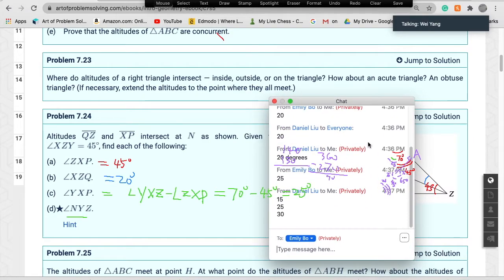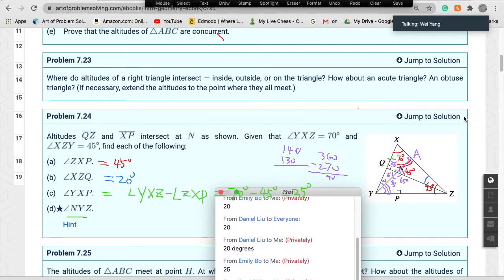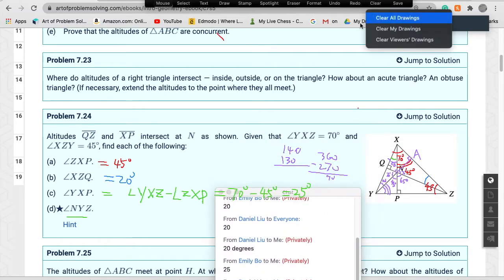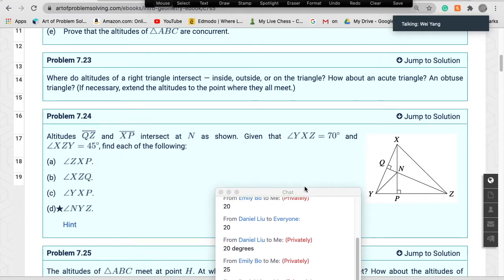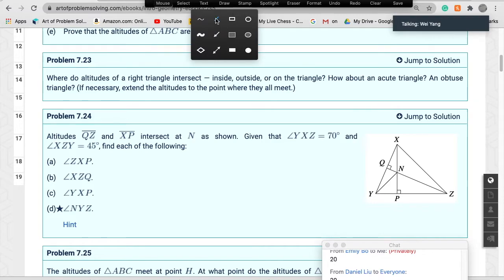Has everybody got 45? Nobody got this. Oh my God. Okay, so now let me explain one more time. It looks like this one is hard for you. Say you do it this way.